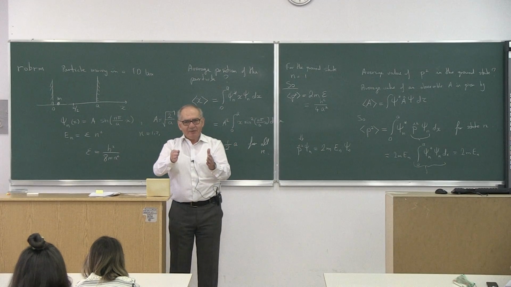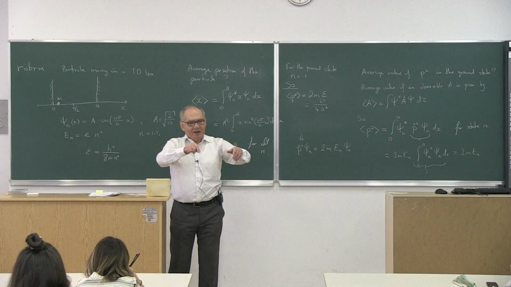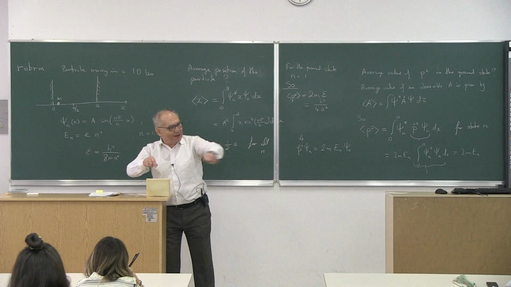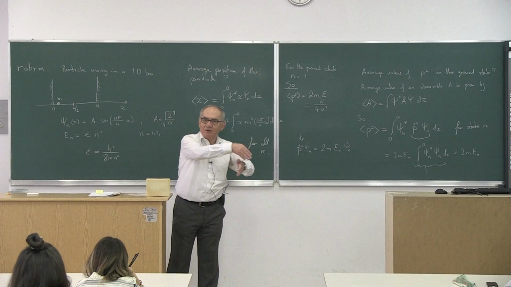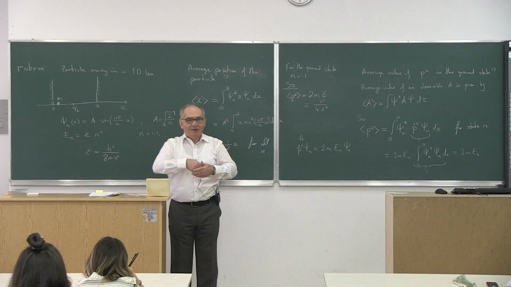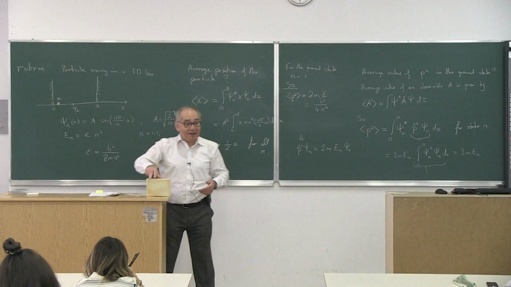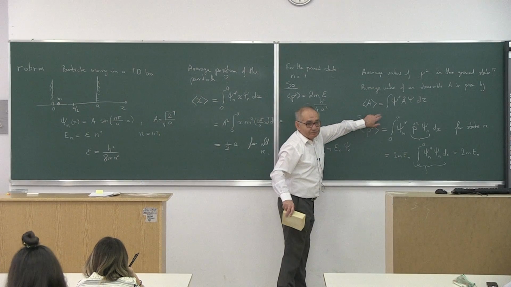So if you imagine for a long time, half of the time the particle is moving to the right, and during the other half, it's moving to the left. What do you expect for the average value of such a momentum? 0. All right? Let us see if we get it using the same definition. Average value.